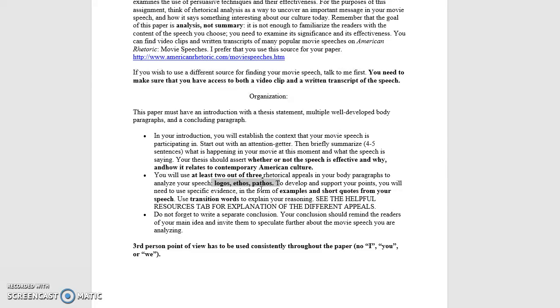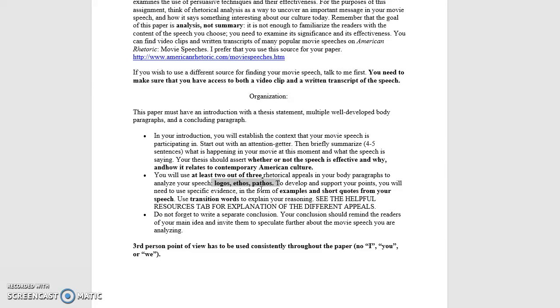within the movie speech and give specific quotes from the movie to prove your point. Then the next body paragraph will be pathos, emotion, and explain how the speaker uses emotion to appeal to his or her audience. And then your third body paragraph may be just another strategy that you think the speaker uses to prove their point.